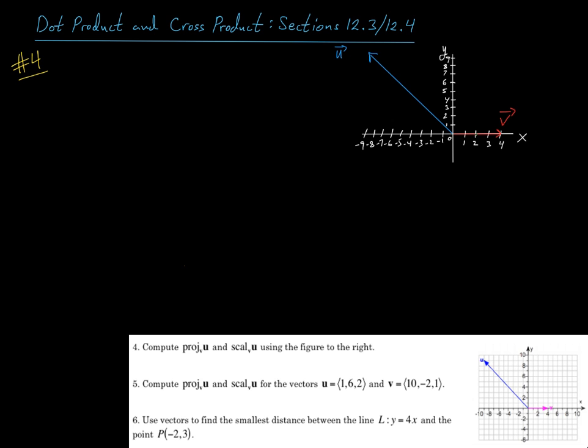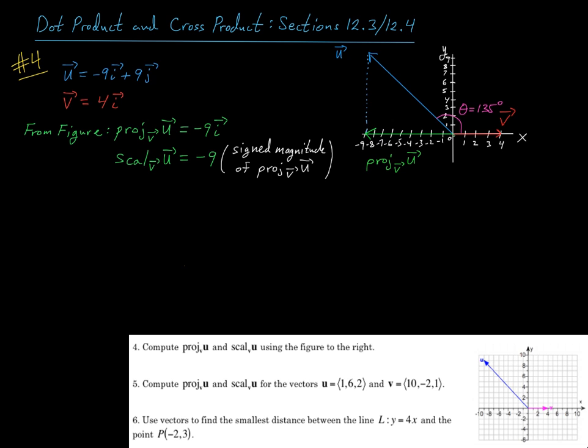Noticing that this angle between the vectors is obtuse, right? It's more than 90 degrees. The projection vector will actually have the direction opposite that of v. The idea is to look at the shadow of the blue vector onto the line spanned by the red vector v, which in this case is just the x-axis. So the shadow of blue onto the x-axis is this vector here in green, and we call this the projection of u onto v.